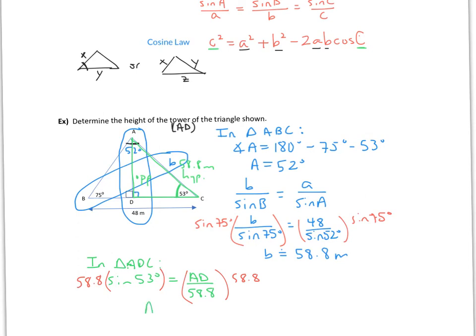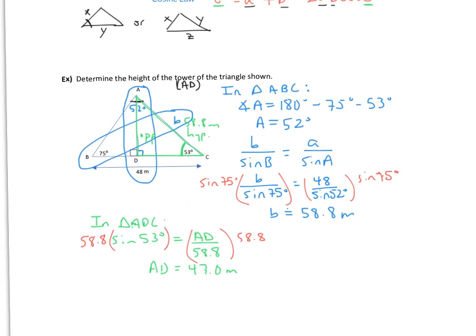So my side AD is 47.0 when I round that carefully. So therefore the height of the tower is about 47 meters. And of course, because it's a word problem, I put a therefore statement with it.